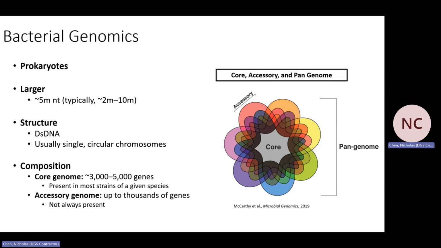Additionally, if we look to the figure on the right, we can see that the genome has two distinct components. The core genome is comprised of 3 to 5,000 genes on average that are present in most strains of a given species, while the accessory genome is comprised of thousands of genes that may or may not be present in the genomes of individual bacteria. Taken together, these two components constitute the pan-genome.